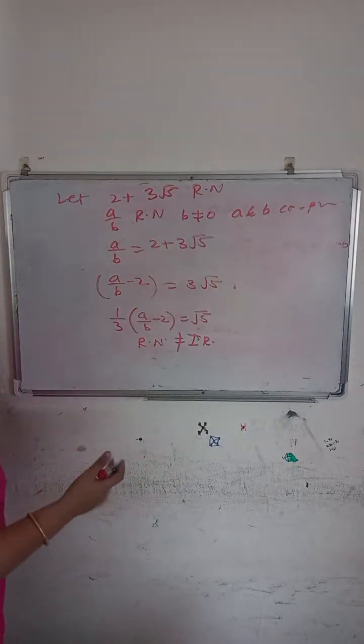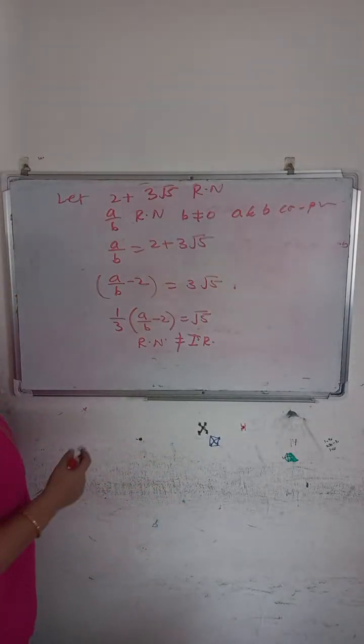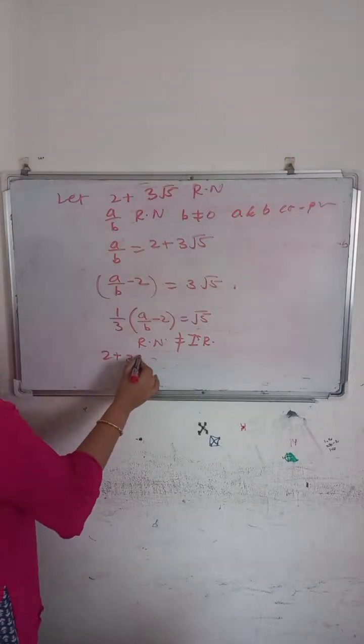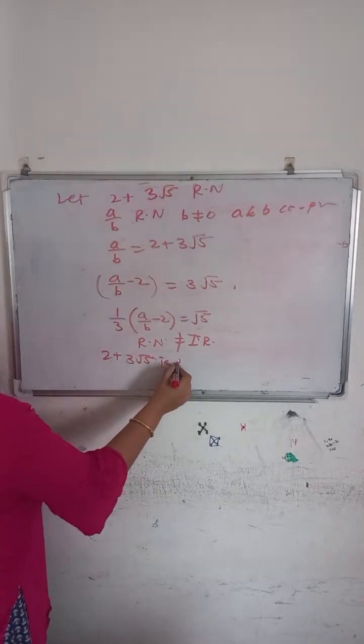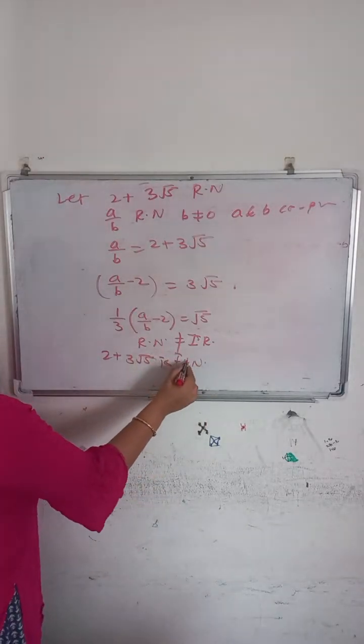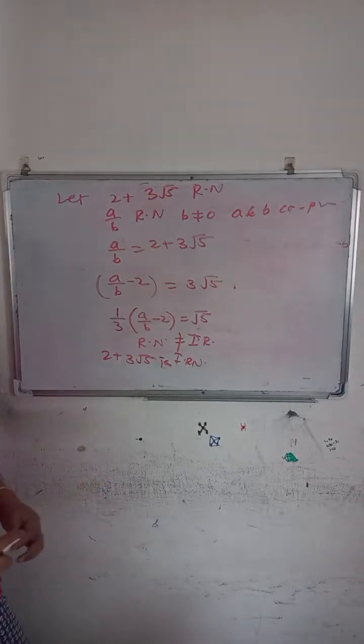A rational number is equal to an irrational number. It is not possible. So it contradicts the statement and hence 2 plus 3 root 5 is an irrational number. Okay, so like this you have to prove this kind of question, 100%. There is one question there.